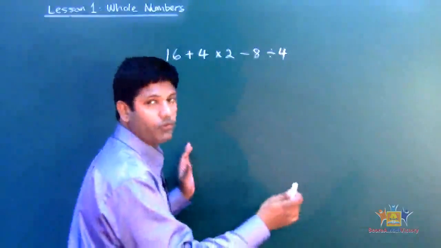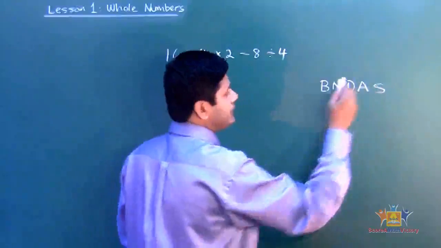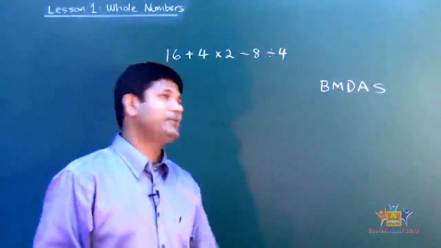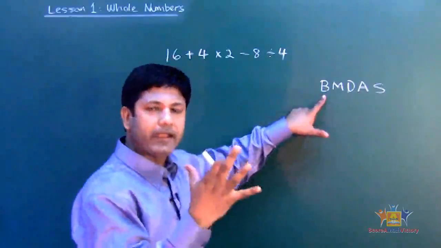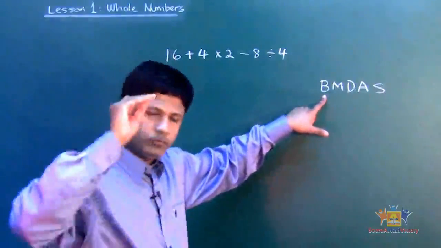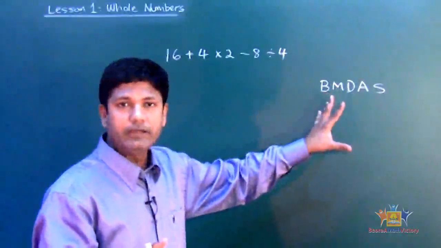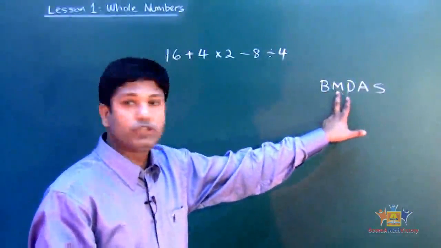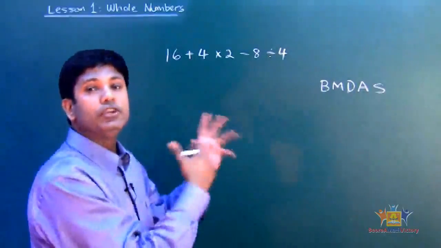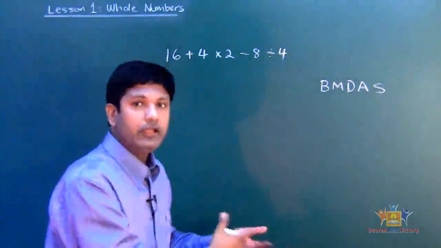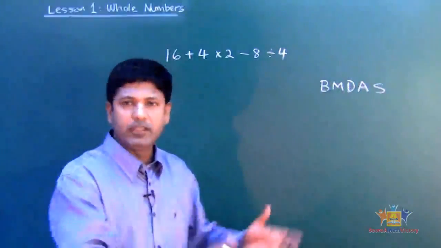This is the rule: BMDAS. What is that, Mr. Mac? BMDAS. What that means: bracket. Anything inside the bracket has top priority, so bracket comes first. And then multiplication or division. When it comes to multiplication and division, you go from left to right, and whichever comes first, you perform that, and then you go to the right. And then addition and subtraction, same thing, left to right.